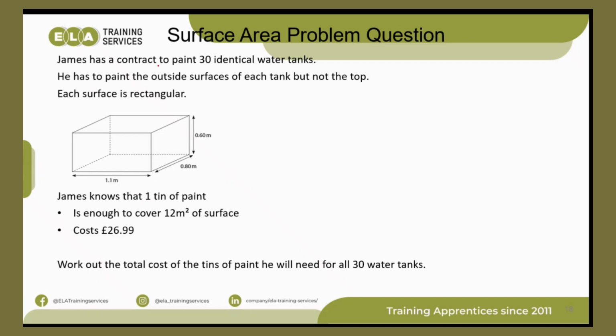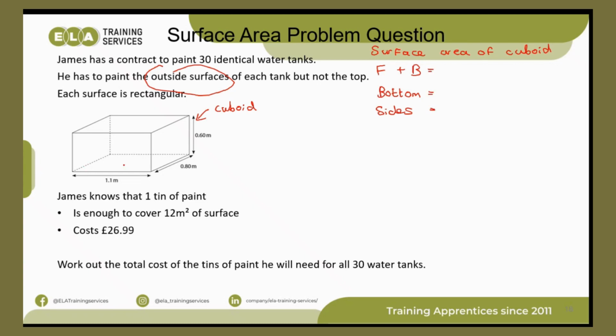So first, because we're doing outside surfaces, we're going to have to establish what shape it is, which is a cuboid. We're going to have to do the surface area of a cuboid. So this is where we're going to have to deal with our front and back. Now, here he has to paint, but not the top. So now we can just write bottom and then sides. Okay, so our front and back measurements.